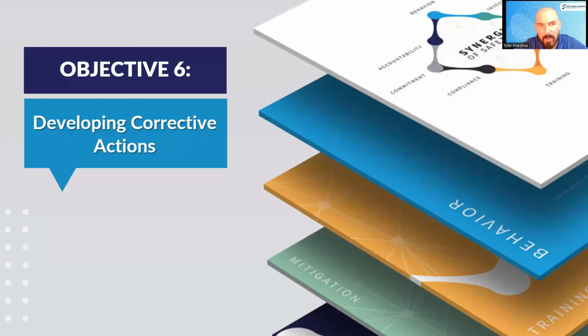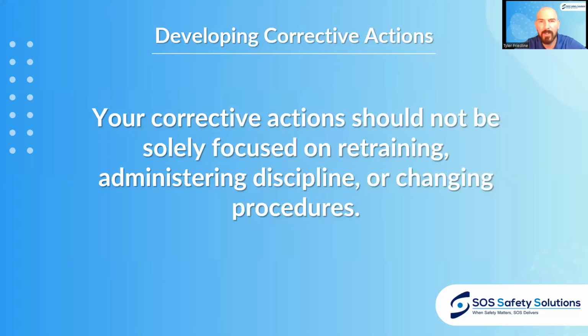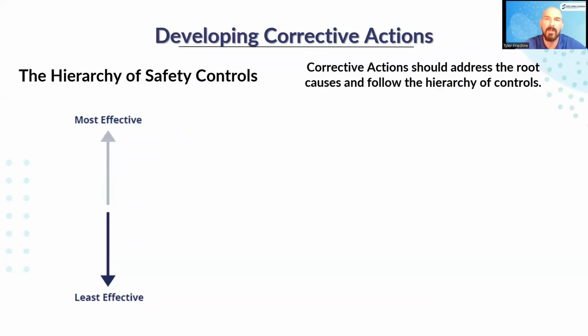Before we get into our root cause scenario, I want to talk a little bit about developing corrective actions. You want your corrective actions to be as effective as possible, right? And what I want to tell you is that retraining, administering discipline, or changing procedures are not the most effective thing you can do. This is actually at the bottom of our hierarchy of safety controls, right? So, hierarchy of safety controls.